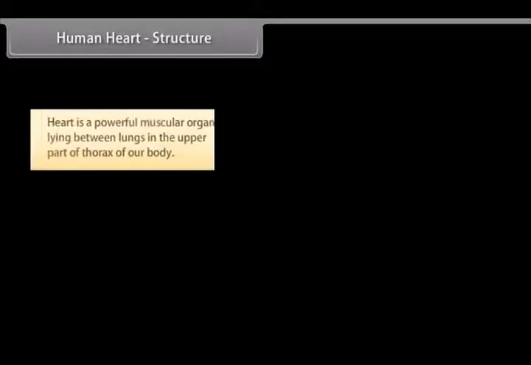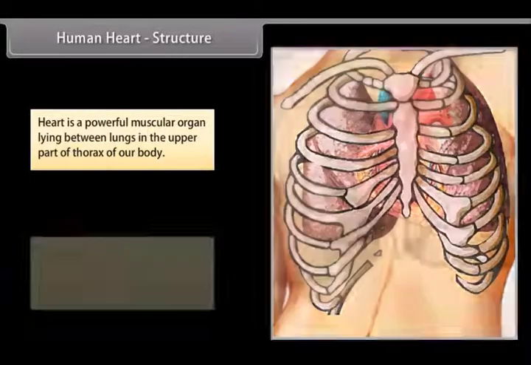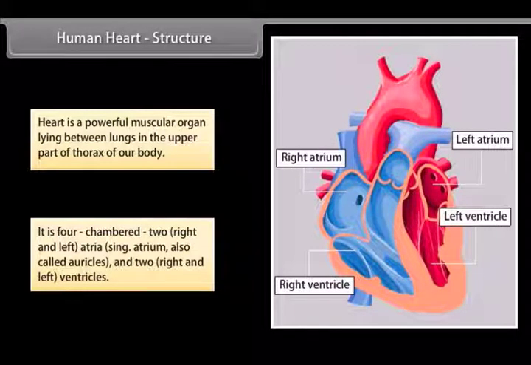Human heart. Structure. Heart is a powerful muscular organ lying between the lungs in the upper part of the thorax of our body. It is four-chambered: two right and left atria, singular atrium, also called auricles, and two right and left ventricles.